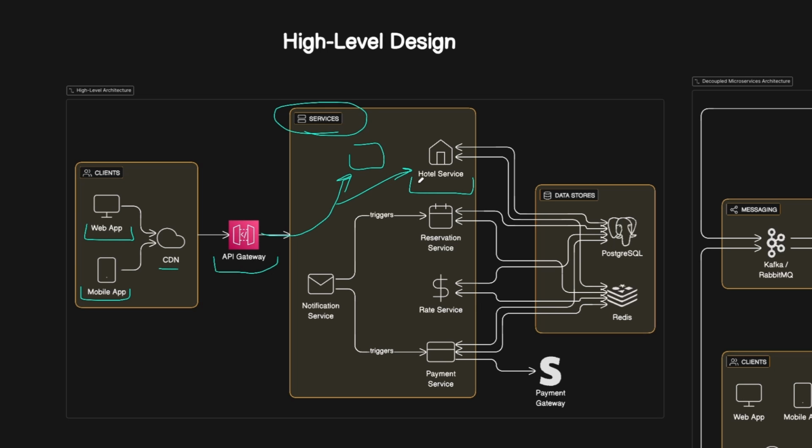When it comes to services, we can separate this with boundaries for the hotel service. This is where we will have hotel and room information, a mostly static and heavily cacheable service. An important service here is the reservation service. This will handle the booking logic, inventory checks, reservation creation and cancellation. And this is also where concurrency will be handled in the application.